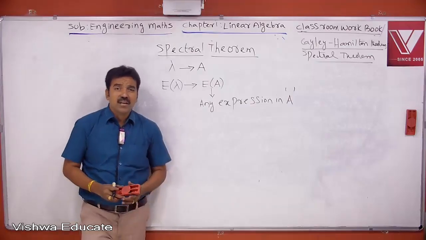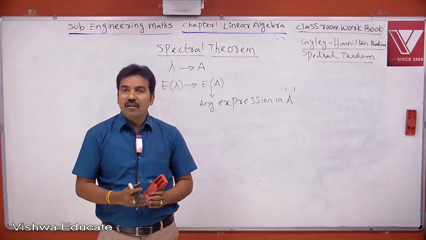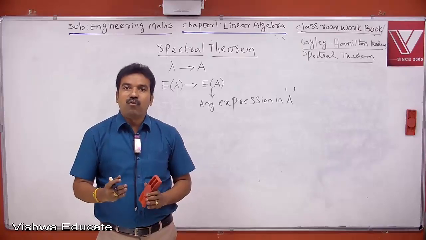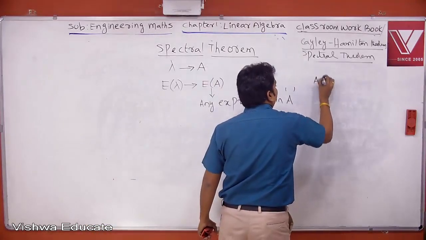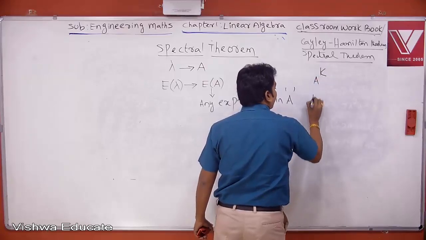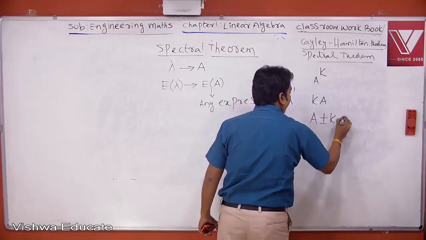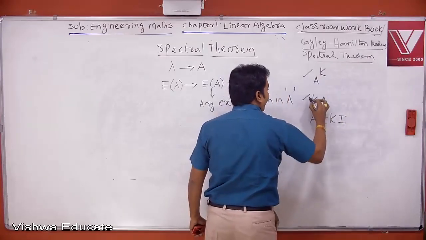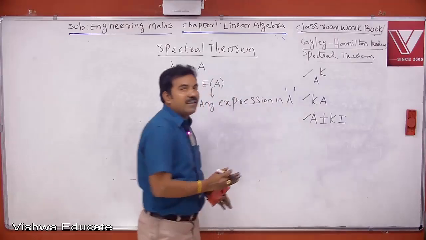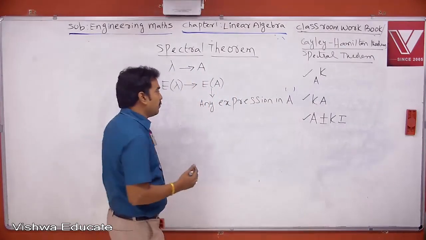In previous sessions, we have gone through eigenvalues of A square, eigenvalues of 3A, eigenvalues of 4A, for example. We have also gone through eigenvalues of A power K, eigenvalues of multiples of A, and eigenvalues of combinations like A plus or minus K I. Now you can take E of A like this, or even combine all these expressions. Let me tell you one simple example.